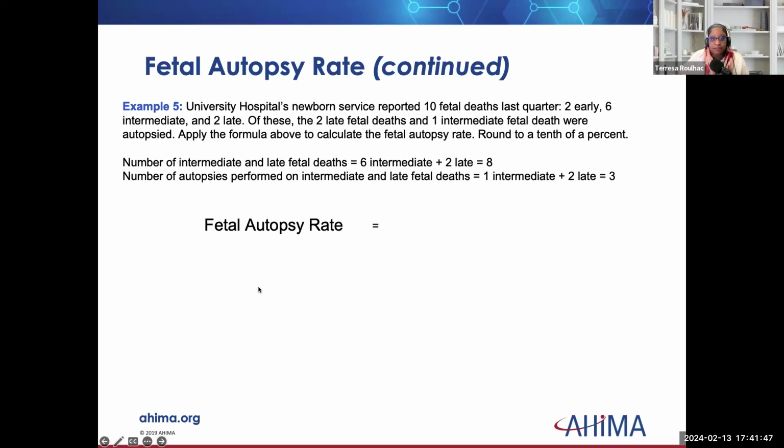Fetal autopsy rate. We have our 3/8. Right? Because you see 6 plus 2. So 8. And then you have your number of autopsies reported, 1 intermediate and 2 late. Gives us 0.375. But we need to round to the nearest 10th of a percent. So we want 1 past the decimal place. 0.375 to get that to a percentage, multiply by 100 to ensure that we are complying with this particular facility's requirements, 37.5%.